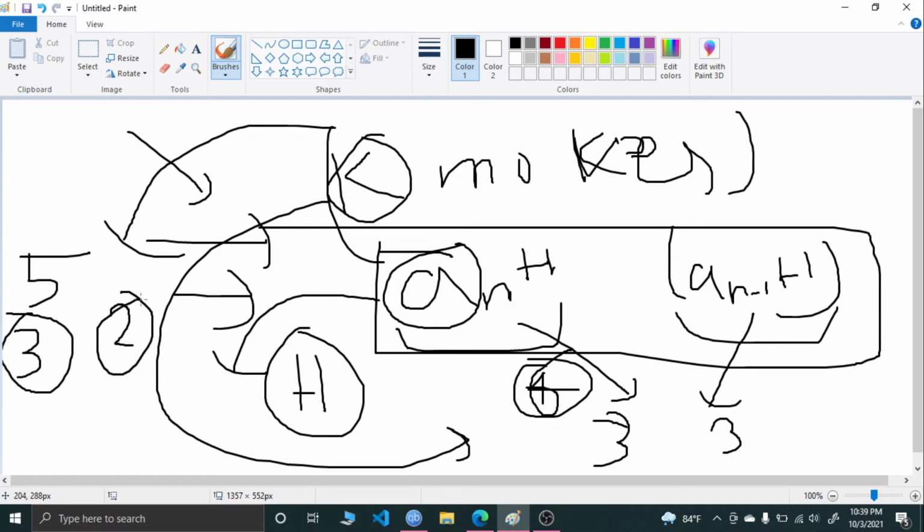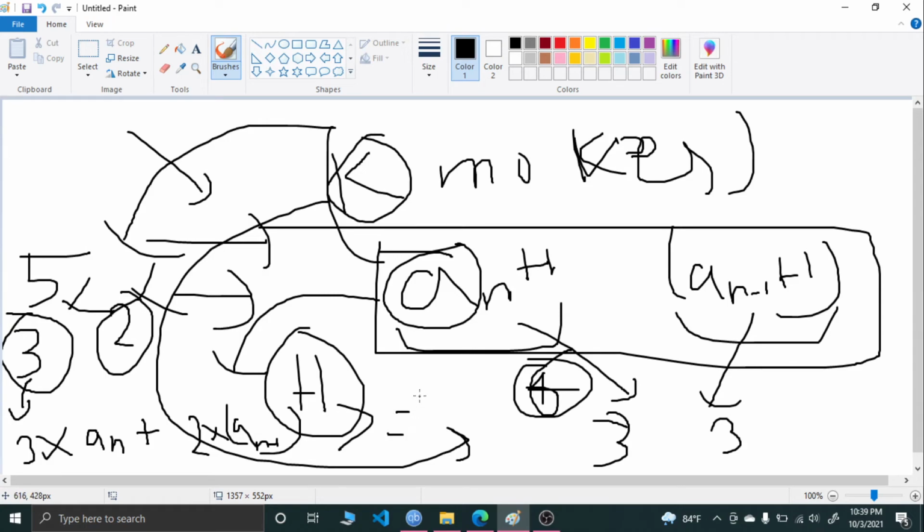Depending on the number of moves that I'm going to make, let's say for k equal to 5, I'm going to make 5 moves, then 3 times a of n plus 2 times a of n minus 1, whether this value is greater than or equal to the enemy's health. If that's the case, then yes, I have successfully beaten the enemy, which means that k moves is sufficient.